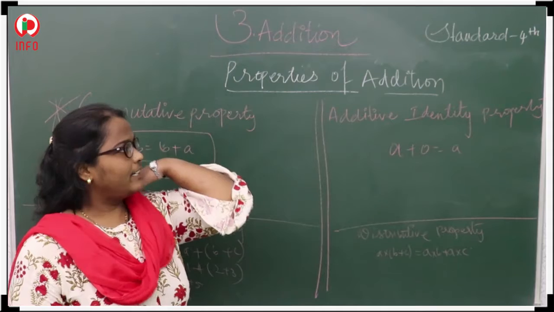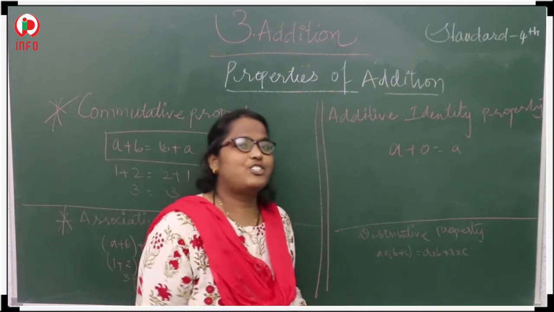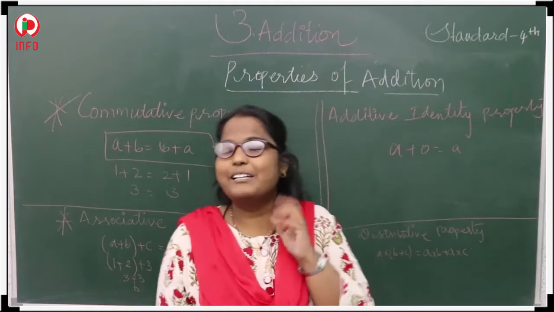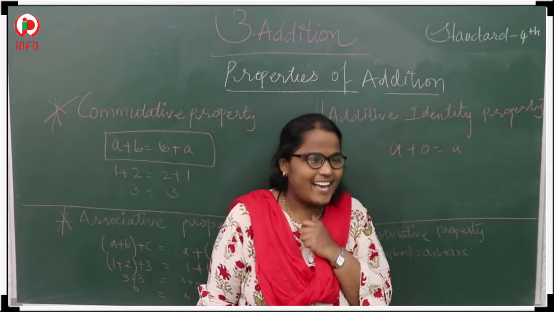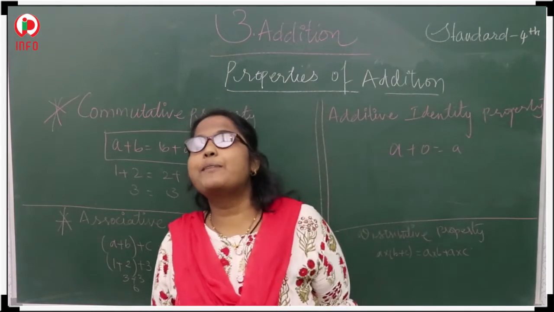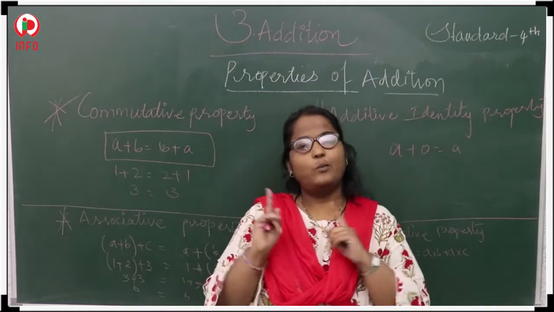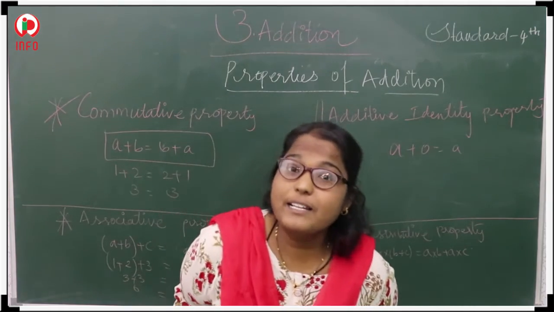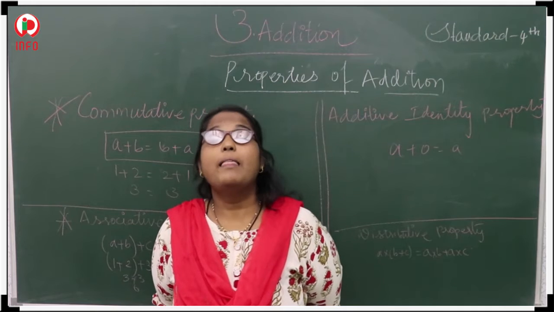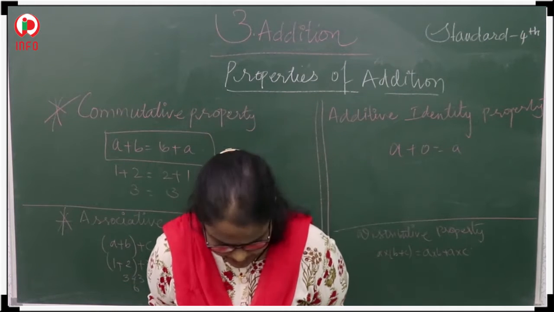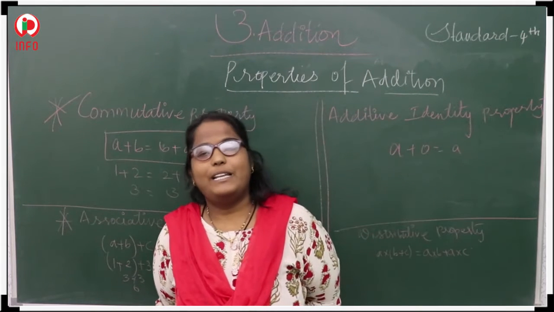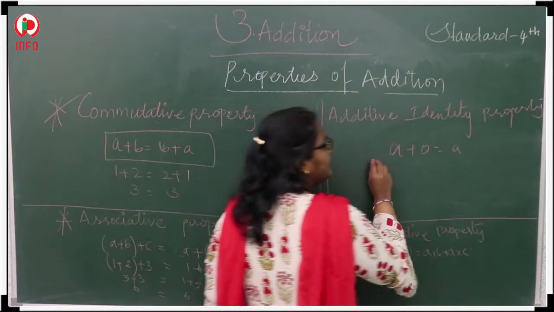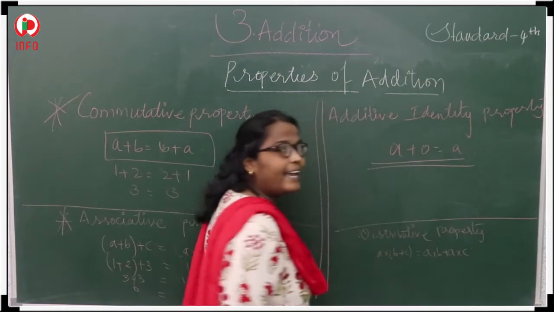Next is the additive identity property. What is the meaning of the additive identity property? I want to ask you one question, children. If I add any number with 0, what will it become? You will get the same number. If I add 1 plus 0, what will it become? 1. If I add 1000 plus 0, what will it become? It will become 1000 only. So if we add any number with 0, we get the same number. That means a plus 0 is equal to a.